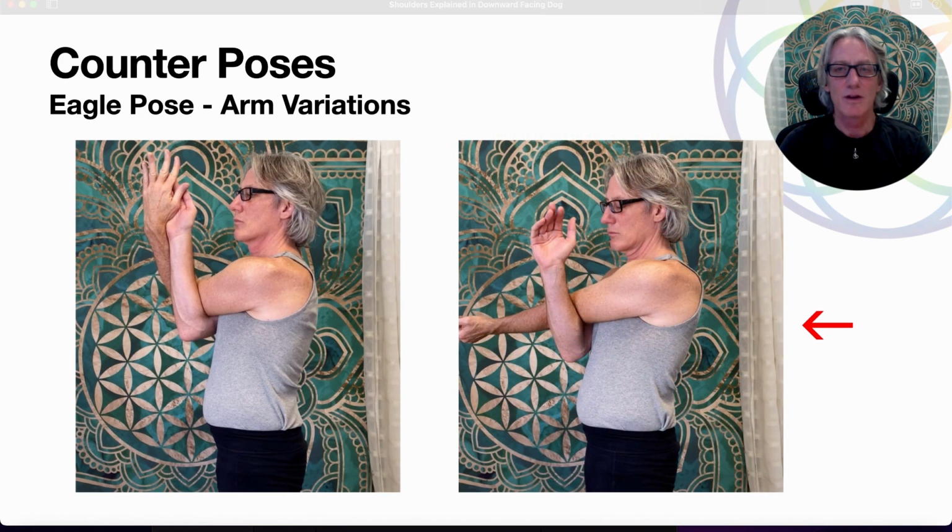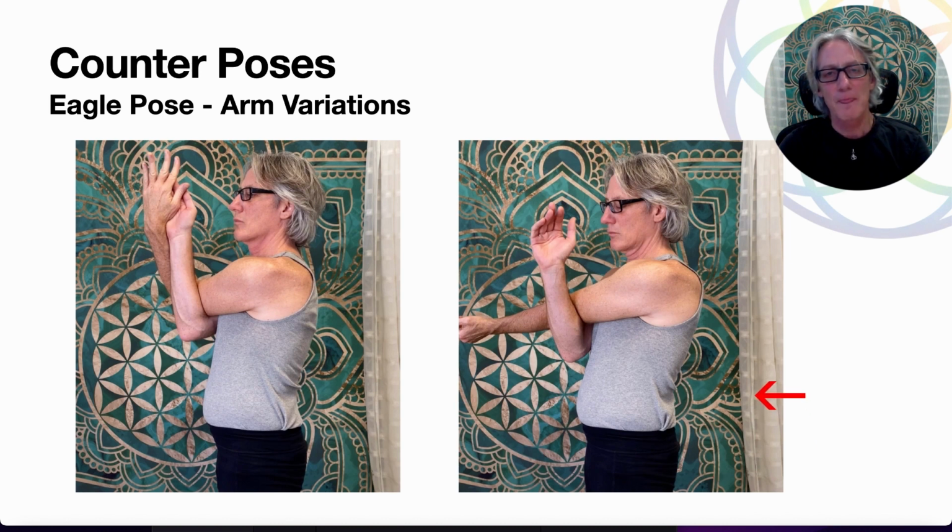So here's a picture of a couple different variations with the arms. Here's the more traditional way, which requires a lot of protraction of the scapula. And here's a modification where you don't touch the hands together, but you're still getting the shoulder into protraction.